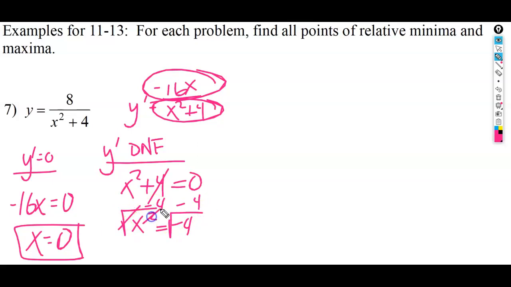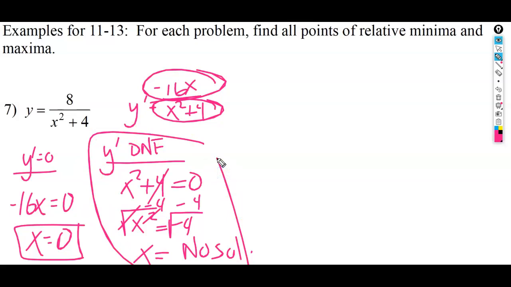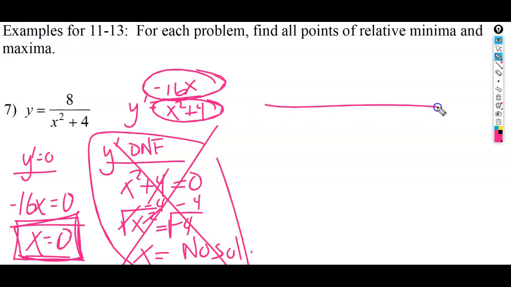There is no such thing as the square root of a negative, unless you want to talk imaginary numbers, but we don't do that in this class. So there is nowhere where the derivative is undefined, in other words. So we won't use that. We only have one place where possibly there is a relative extrema, because I only have one critical value. It's x equals 0. So I'm just going to go with the number line test here, 0.